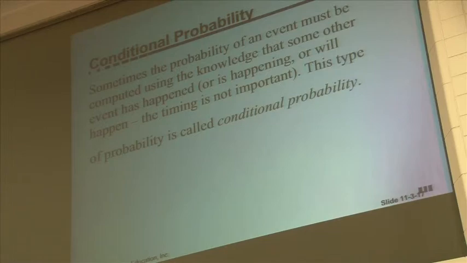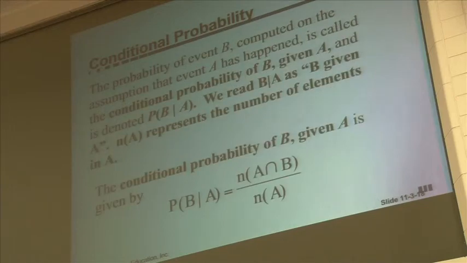Conditional probability. Oh my God, I can't speak today. So, we are finding the probability of an event happening with the condition that something else happens, or is happening, or will happen. Right? So it's still two things going on. It's just how they are happening at the same time is different here.